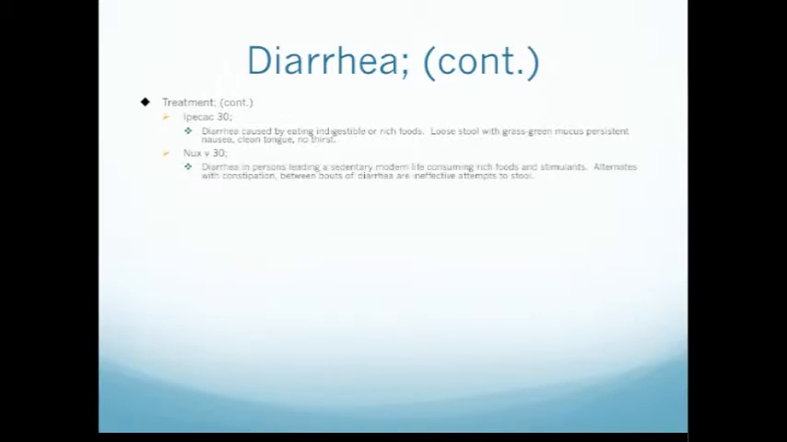Nux vomica 30 is good for diarrhea in persons leading a sedentary modern life but consuming too much in the line of rich foods and stimulants. This alternates with constipation between bouts of diarrhea, which are ineffective attempts to stool. Phos acid 30 is good for painless, non-debilitating diarrhea with watery, whitish stools.